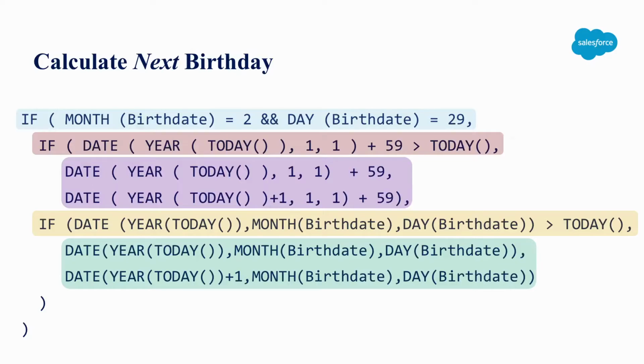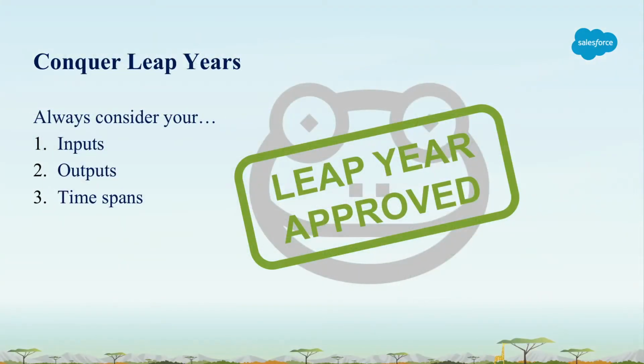All right? And I'll post these as well. All right, you made it through. That's another rock-solid formula with some good patterns. 60th day of the year. You'll all remember that now. So, to conquer leap years, which you will now all associate with frogs, you have to worry about your inputs, your outputs, and your time spans.